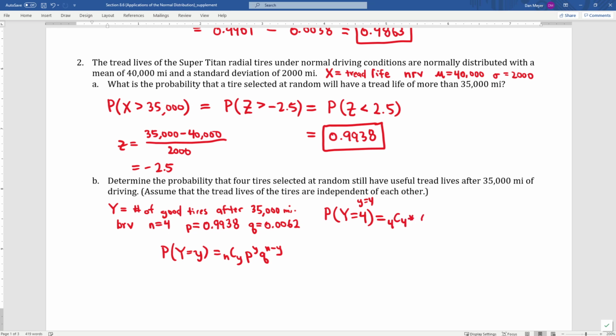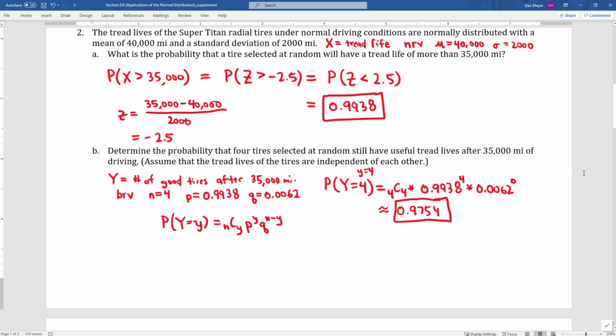times p to the 4, that's 0.9938 to the 4, times q to the n minus 4, which would be 0. And if you worked it on your calculator, you should get an answer of about 0.9754. So between a 97 and 98% chance that all of these tires are still going to be good after 35,000 miles.